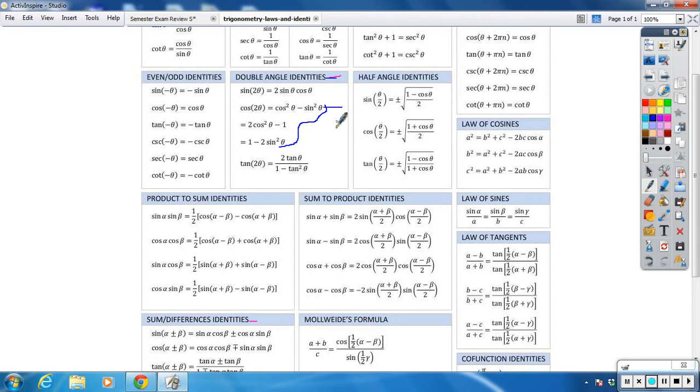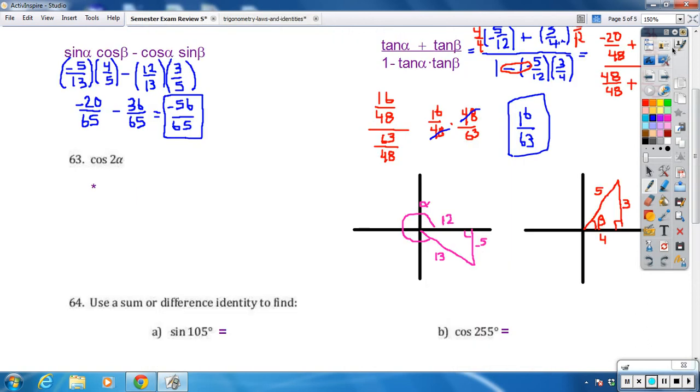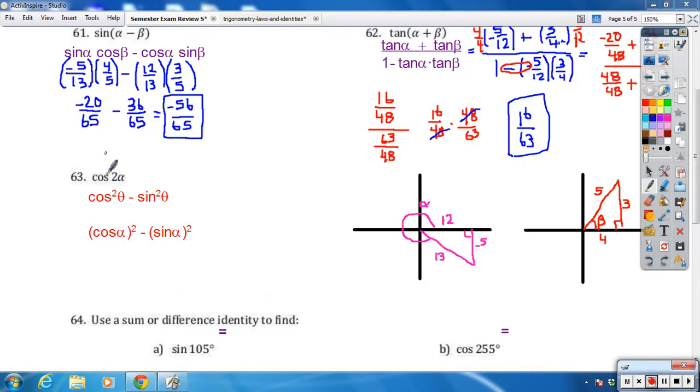So I'm going to use the cosine squared minus sine squared identity. You are welcome to use any of the others if you like. But I'm going to use this one because I wind up with two fractions with the same denominator, whereas over here I'm subtracting one, which I would have to change to have a common denominator. Alright, so I've replaced cosine of 2 alpha with the identity cosine squared theta minus sine squared theta. And if I rewrite it, I'm going to replace theta with alpha.